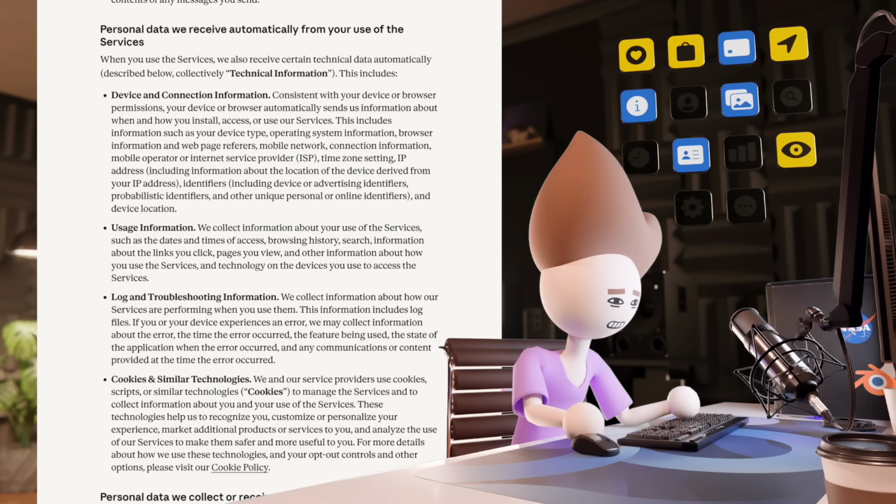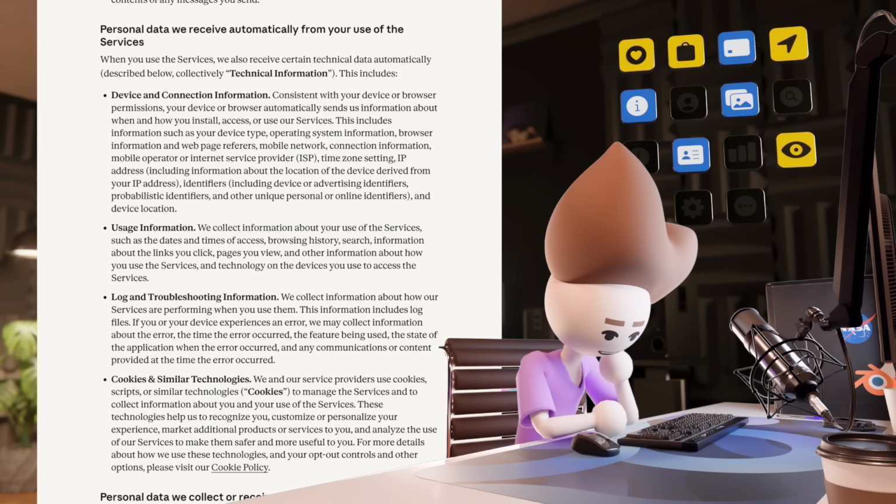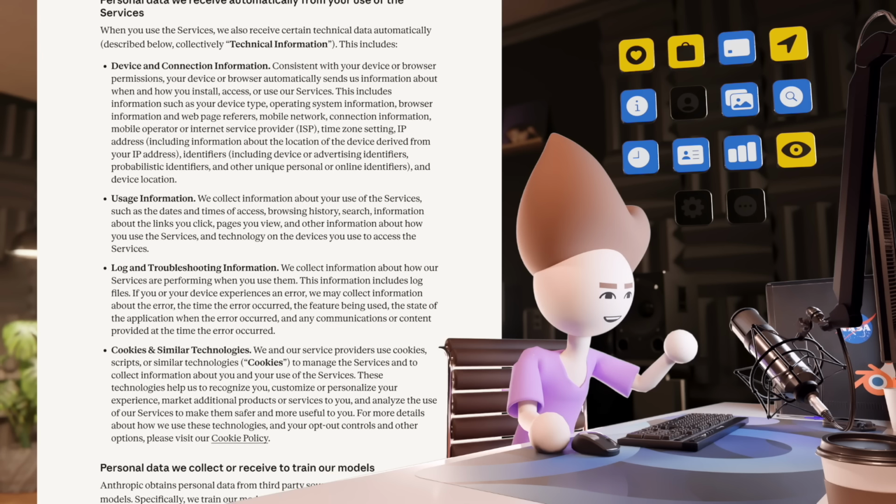Usage information. We collect the following information about the services, such as the dates and times of access, browsing history, search information, about the links you click, pages you view, and other information about how you use the services and technology based on the devices you use and access to the service. Okay. Usage data will be our next new icon to add to the visualizer, and right in there, we also have browsing history and search history, so we can knock those out as well.